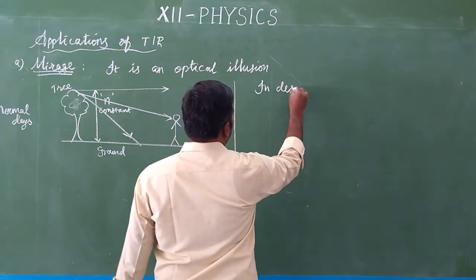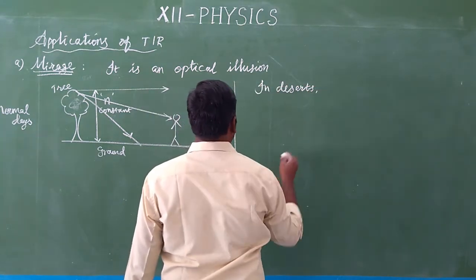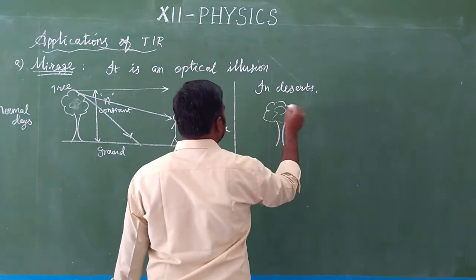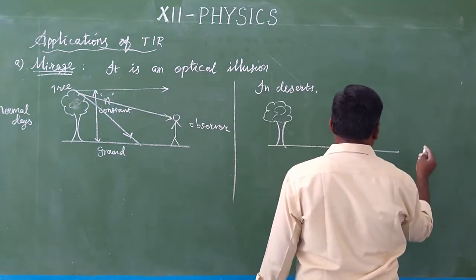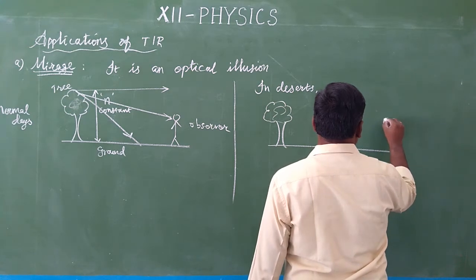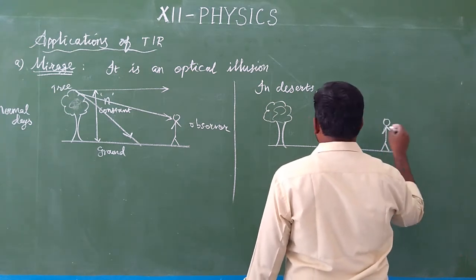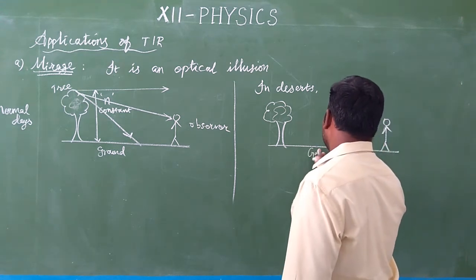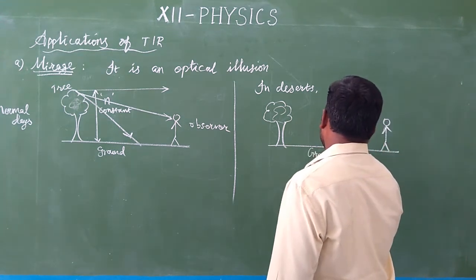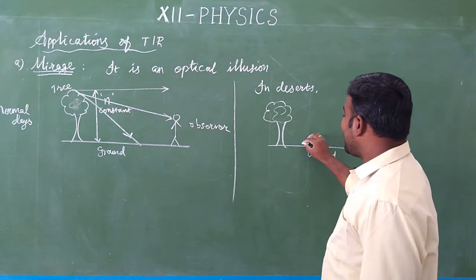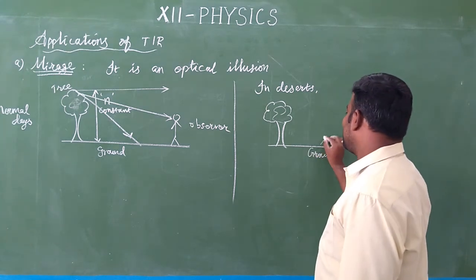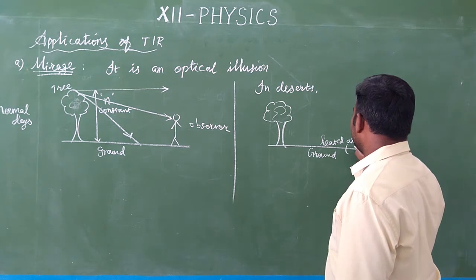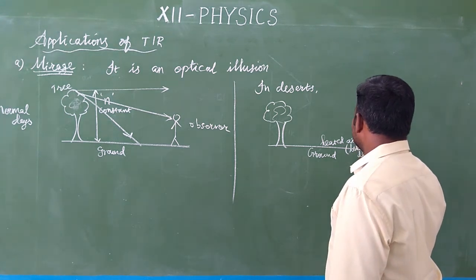But in the desert, how does it look? So in the desert, this is a tree, the original tree, and this is the ground, and an observer is looking into the mirage. So for him, how does it look? Because very close to the ground, the air medium gets heated, so the air is warmer. So the heated air becomes less dense.